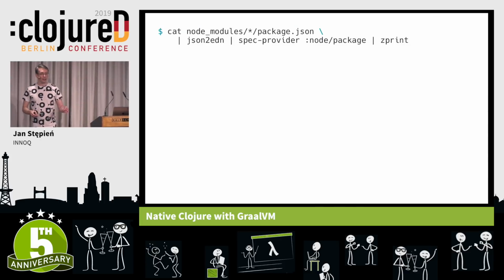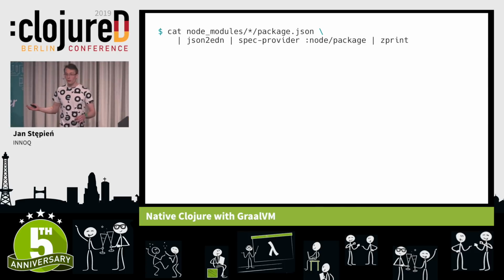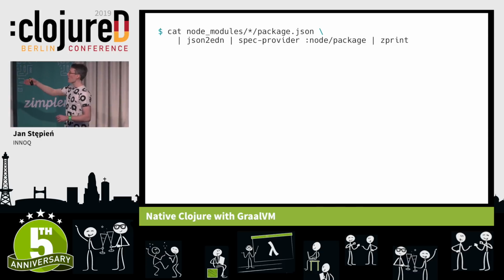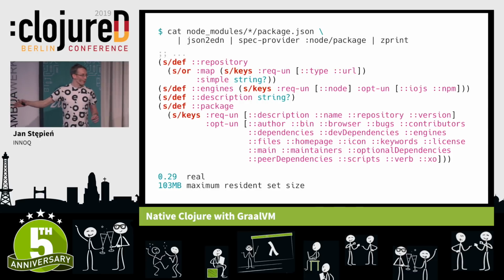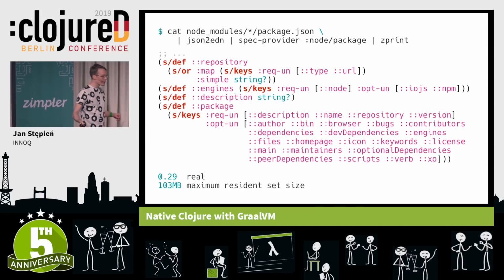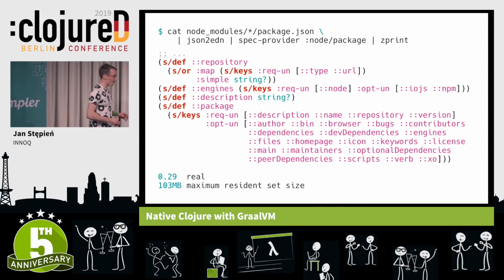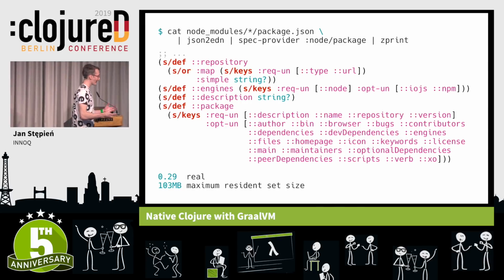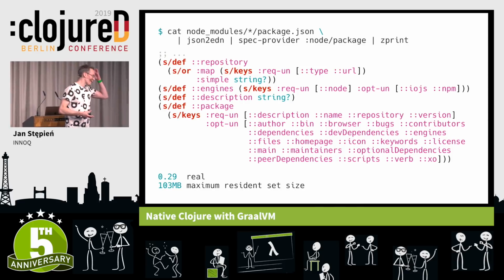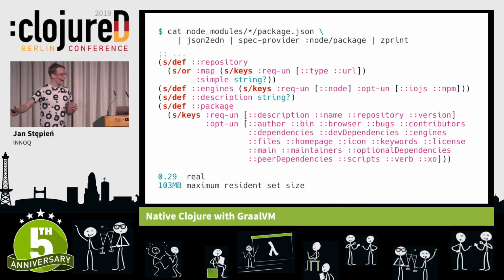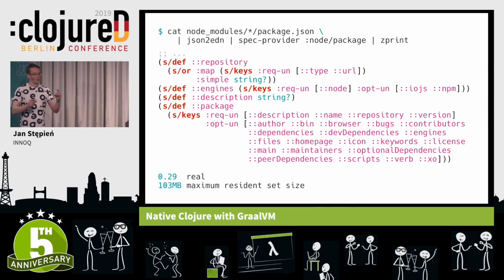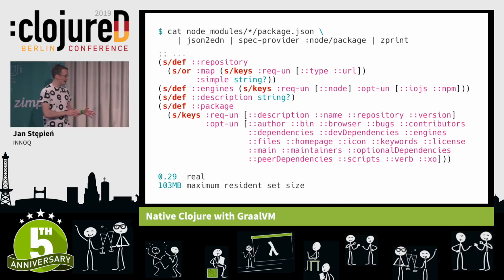So the resulting pipeline looks like this. We take a handful of package.json files I found on my disk. We translate them to JSON, to Eden. We run spec provider on them, and finally pretty print them, resulting in a Clojure spec description of package.json files within, well, less than a second, taking 100 megabytes of RAM. Instead of starting 3 independent JVMs and waiting a tad longer. Which I find fascinating, right? Because this opens a new avenue for Clojure-specific command line utilities.